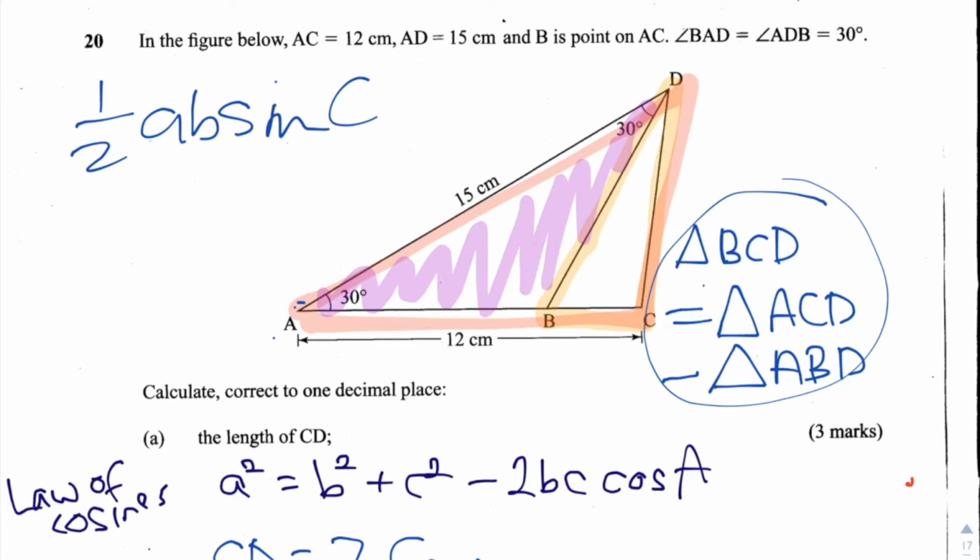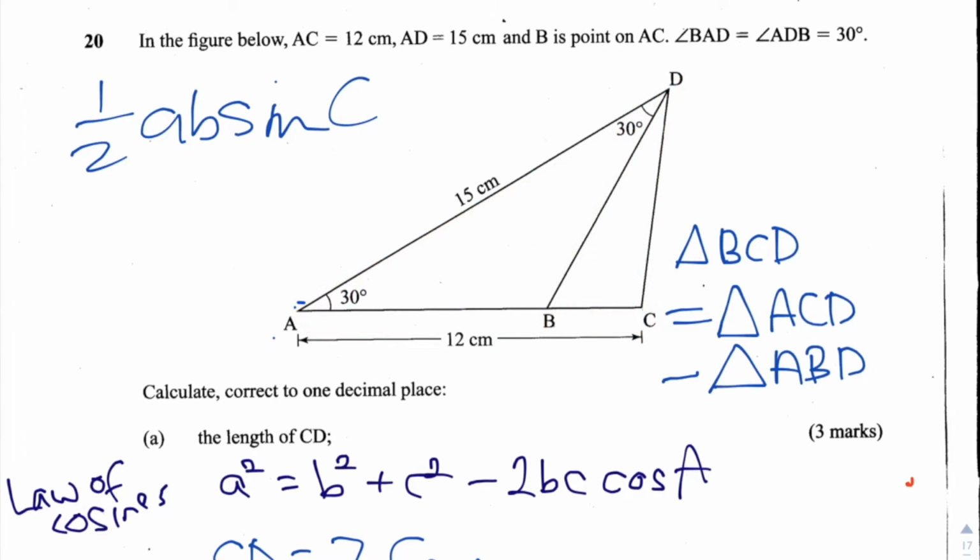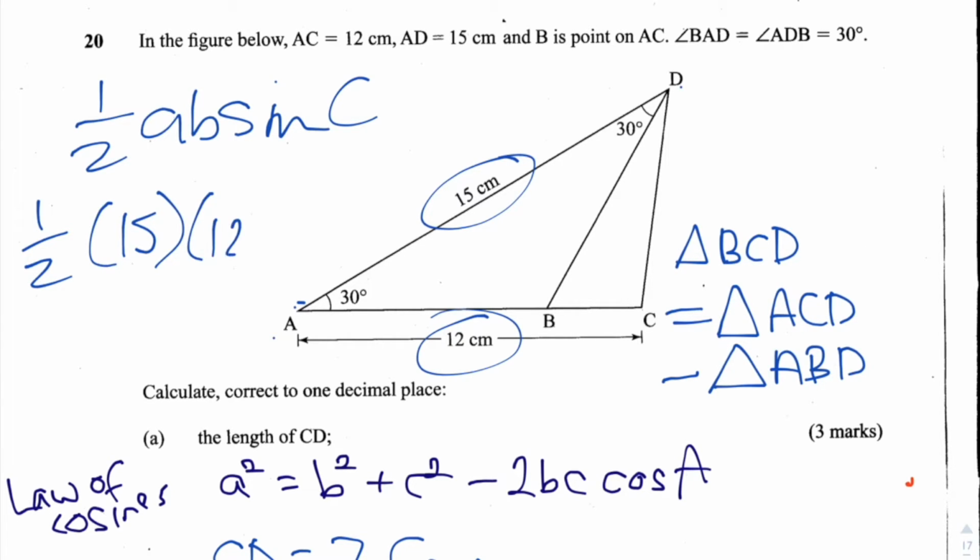So for triangle ABD and for ACD, we're going to have to find out the areas. But first, let's do it for ACD. So for ACD, we have lengths 12 and 15. That's for AD, length AD and length AC. And then we're not considering CD. So the opposite angle for CD is 30. So we have a half times by 15 times by 12 times by sine 30.